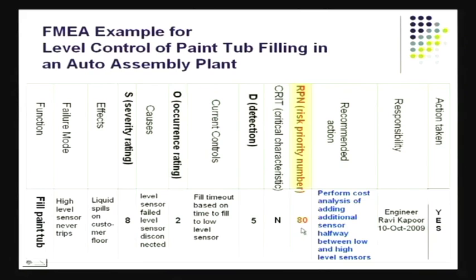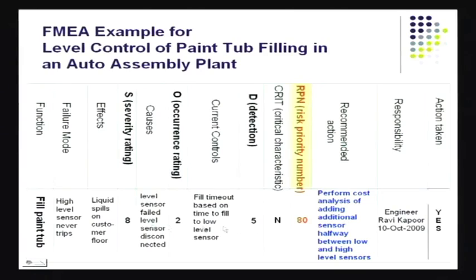Now, this RPN is the number that will indicate how important it is for me to fix this potential problem. This 80 is to be compared to other things that might have picked up an RPN of 20, 30, 40, or maybe 200. We do not really know what all different things can go wrong in this plant. So that is something we got to figure out.